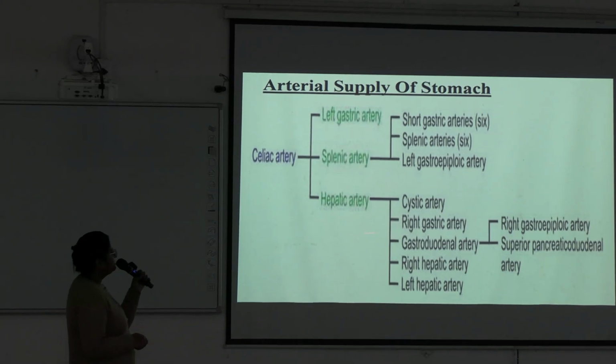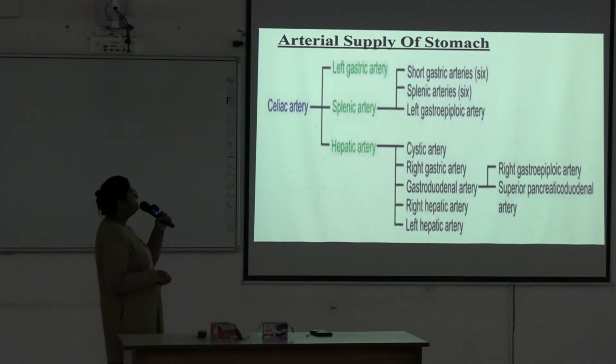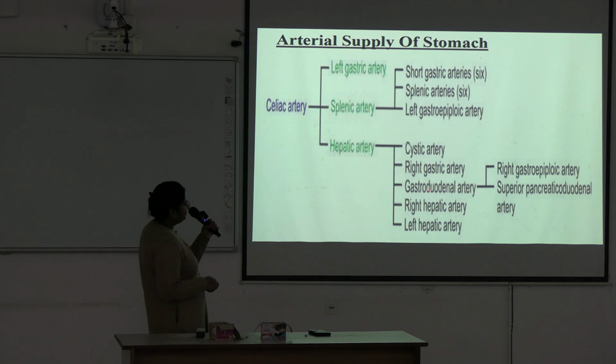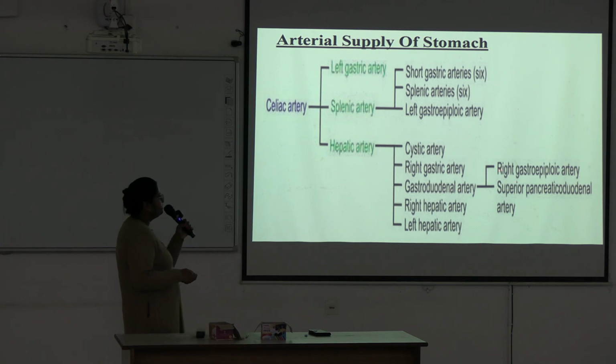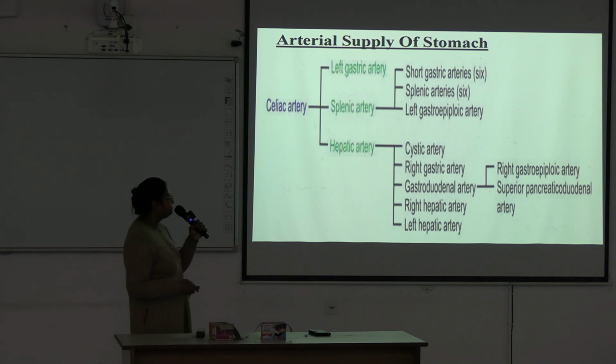Hepatic artery is giving the right gastric artery, gastroduodenal artery, and hepatic artery proper. Hepatic artery proper again divides into two branches, right and left hepatic artery, and from the right hepatic artery it gives a branch, the cystic artery. And this gastroduodenal artery is dividing into right gastroepiploic artery and superior pancreaticoduodenal artery. So all these arteries are involved in supplying the stomach.